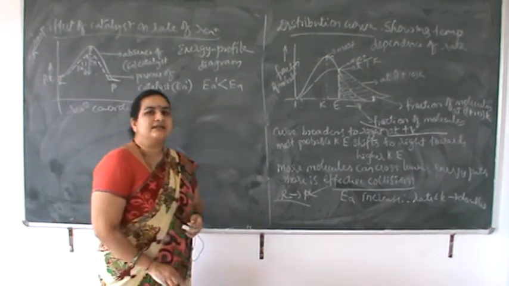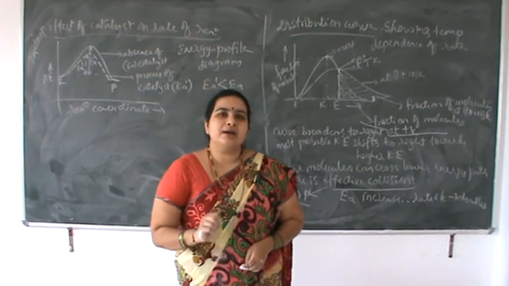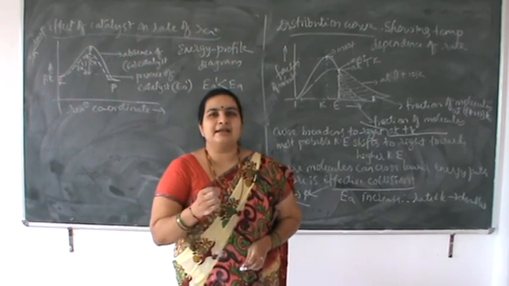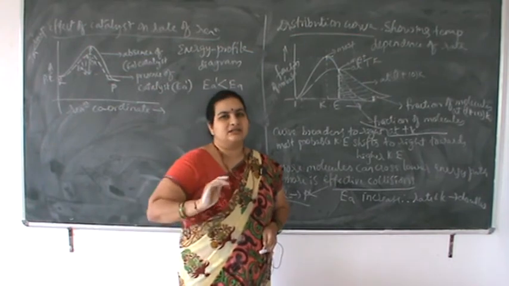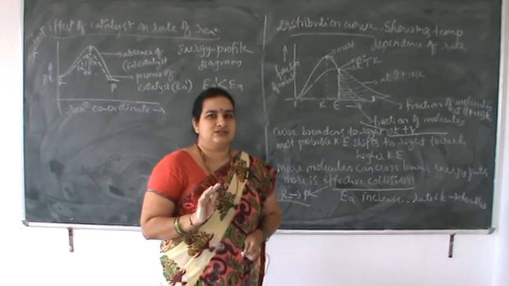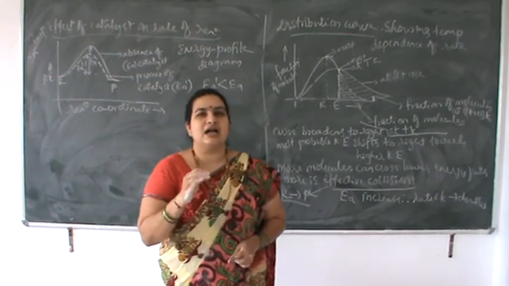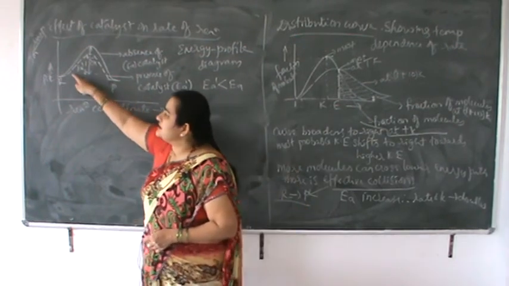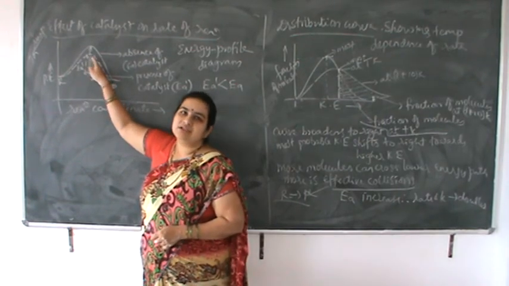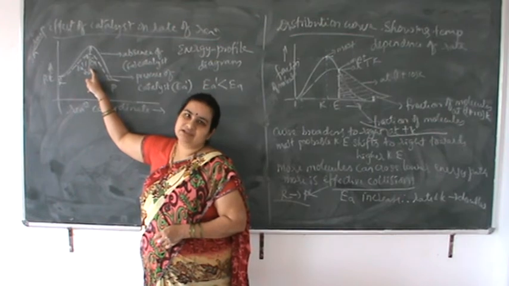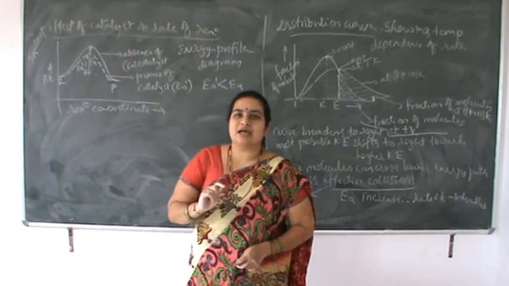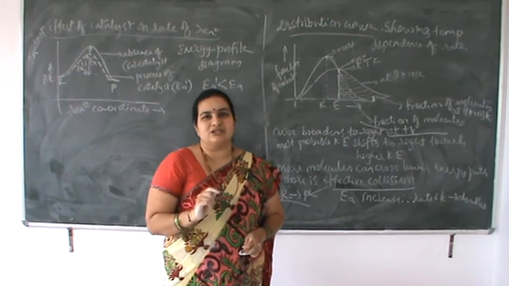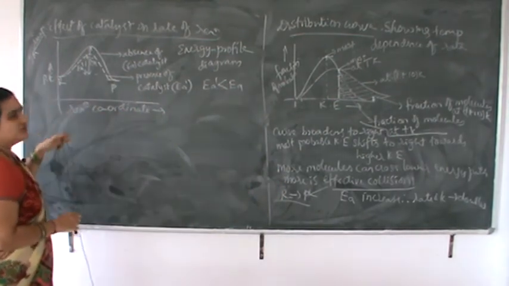What is the catalyst? Catalyst is a substance which takes part in a reaction, reacts with the reactant and gives the products fast, and at the end of the reaction it will be regenerated. It is the property of the catalyst. So catalyst takes the reaction along an alternate pathway of lower activation energy, so that more molecules can cross the lower activation energy pathway easily, and the rate of the reaction is more. Okay, so let me explain.